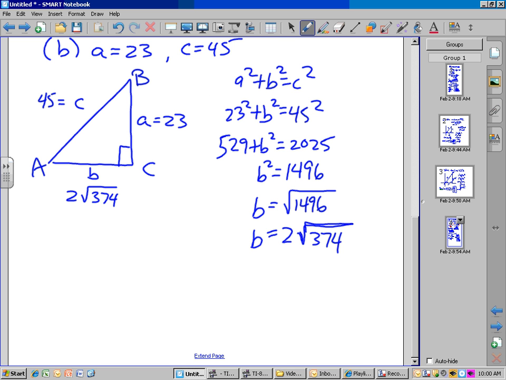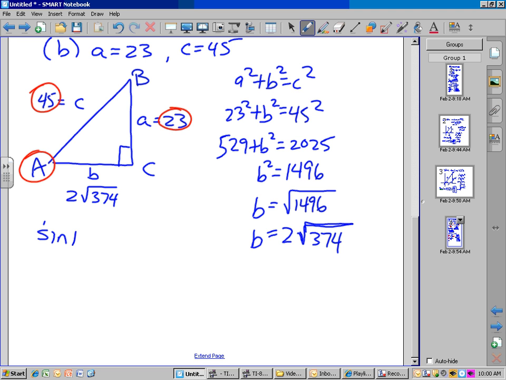Now, that's actually kind of nice. That's not a rounded answer. We could use that if we needed to. I don't want to use it unless we need to. All right, so let's try not to use b. Let's try to use A and C to find angle A or angle B. Which one? A. Okay, look at what I circled. I got A and C. What trig function?